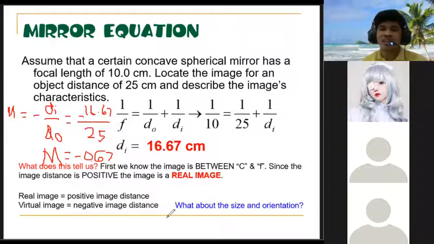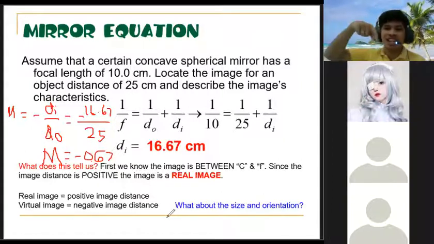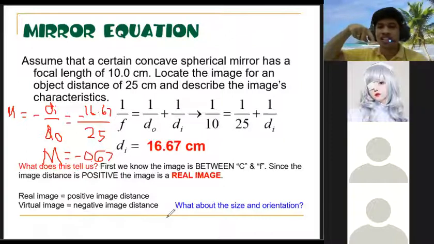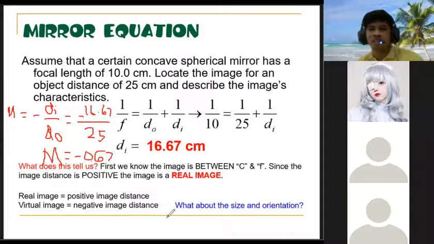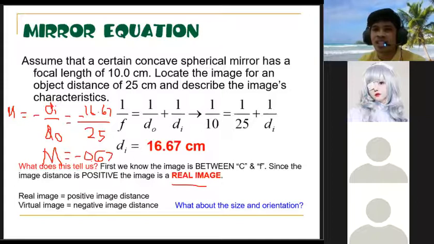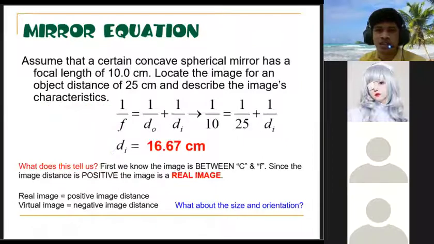Negative means it is on the negative y side, so therefore it's inverted. It's reduced, inverted, and a real image: reduced and inverted. So that is how we describe the characteristics of the image using the mirror and magnification equations.